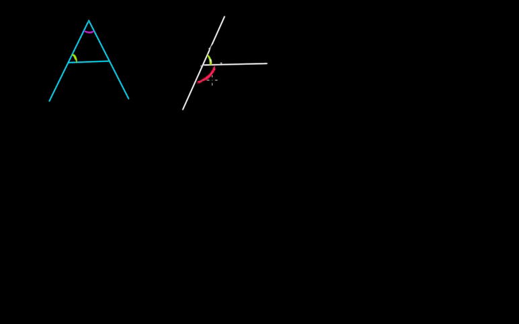Now surely we know that if this is an acute angle, then surely this will be an obtuse angle. So if this is an acute angle, this will be an obtuse angle, right? So this angle is an obtuse angle. What about this angle? This angle is actually a straight angle. Why? It is 180 degrees.